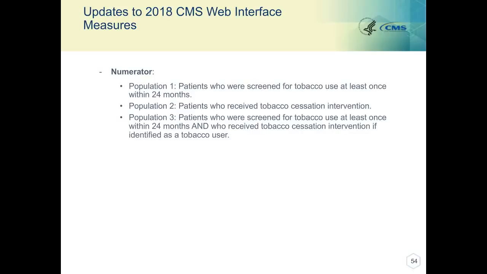The numerator for PREV-10 for population 1 is reported as patients who were screened for tobacco use at least once within the 24 months. Population 2 numerator are patients who received tobacco cessation intervention. Population 3 are patients who were screened for tobacco at least once within 24 months and who received tobacco cessation intervention if identified as a tobacco user.